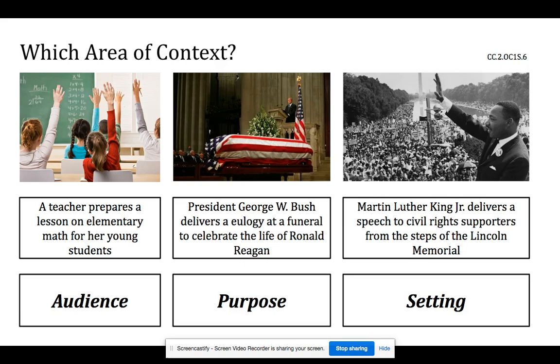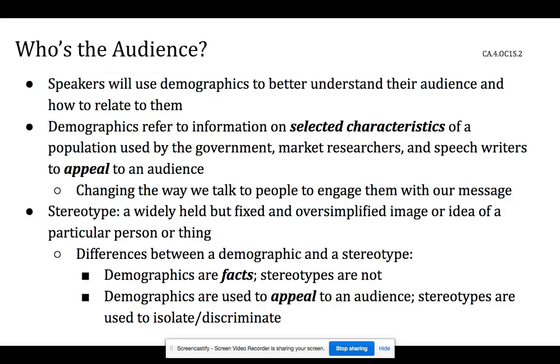So again, we kind of dabbled in a little bit of these as we've gone through class, but I really want us to dig a little deeper into all of them now. Obviously not all at once, but today we're just going to go through the purpose and the audience.